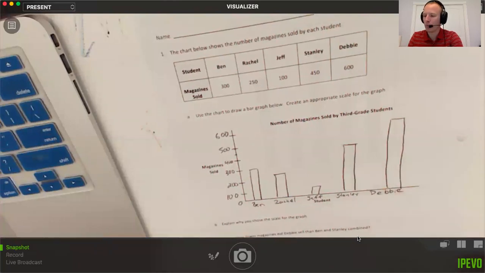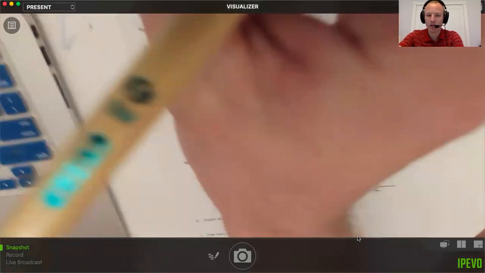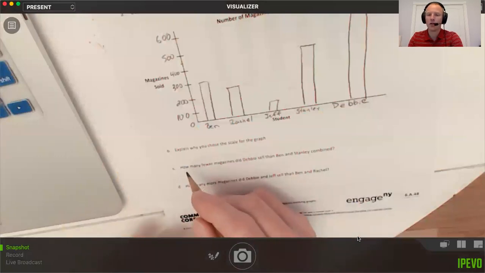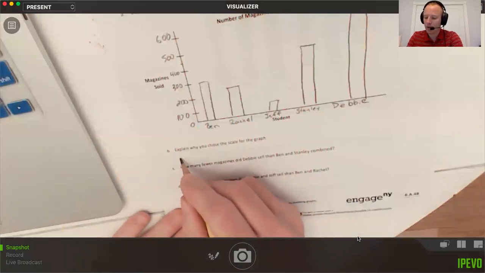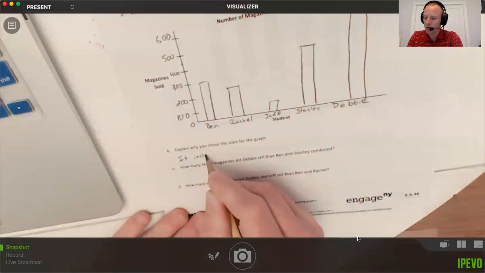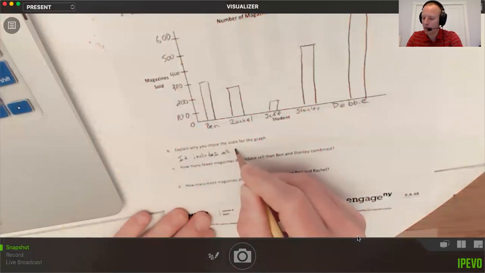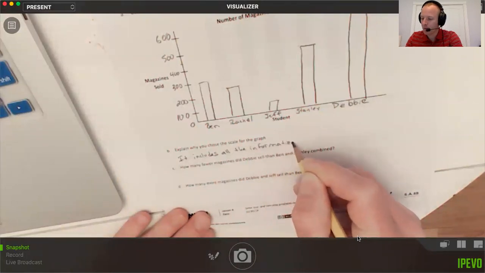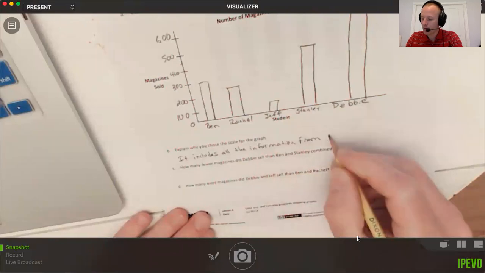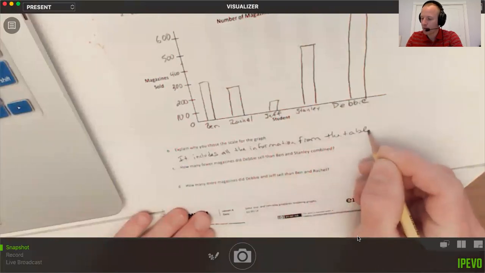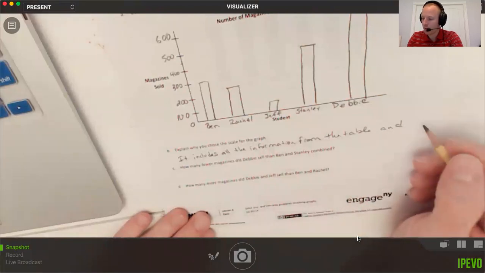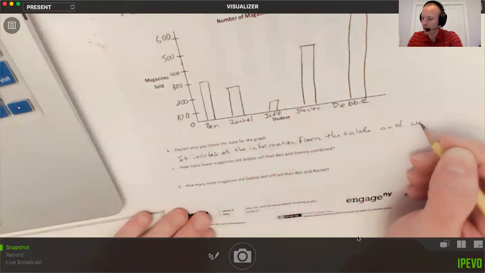And that's creating a scale for our bar graph there. It says explain, and now the next part says explain why you chose this scale. That's sort of what I was talking about in the beginning. We chose this scale because it includes all the information from the table. And we don't have too many extra numbers.